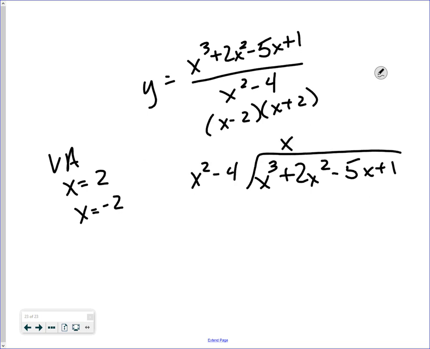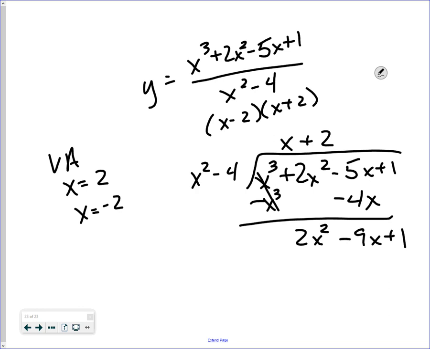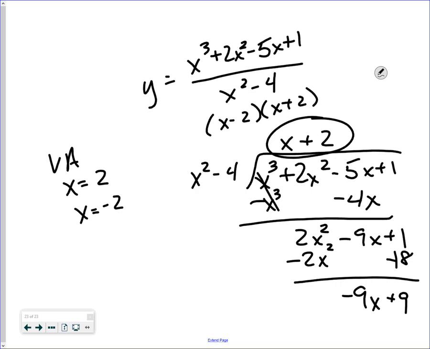So now I get, doing my division rather quickly here, x cubed minus 4x. Change the signs in order to subtract. Pull down the next one. 2x squared minus 8. Change the signs. So even though this is your remainder, this would be your oblique asymptote. So oblique asymptote of y equals x plus 2. Don't forget the oblique asymptote.